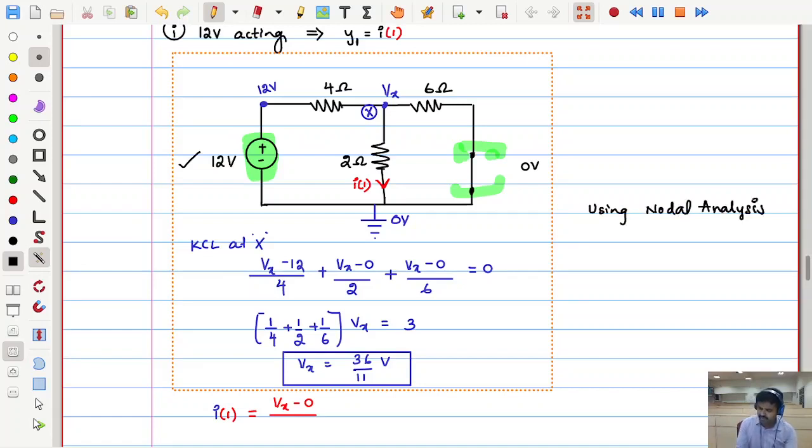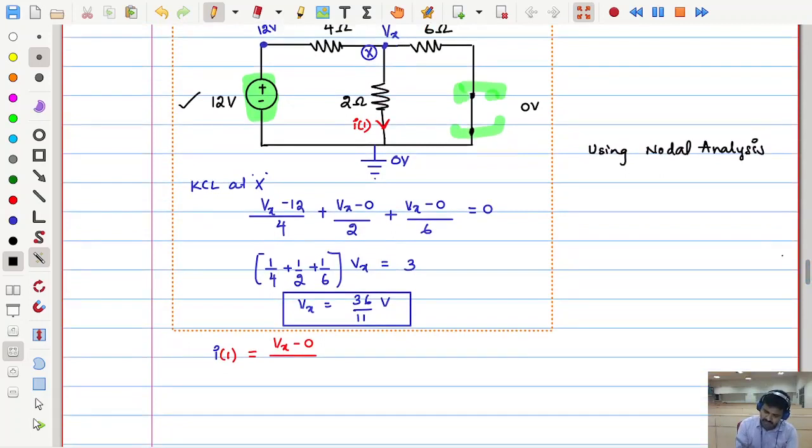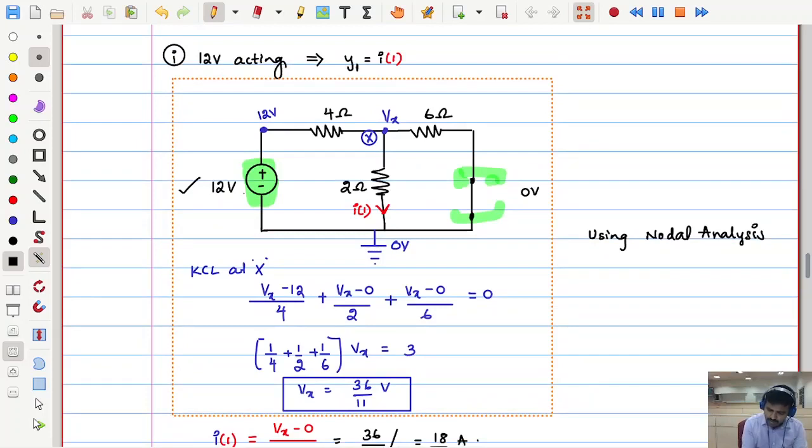But there is no restriction that you should use only this method; at last what you need is I of 1. So whatever methodology you use, it doesn't matter. I of 1 is (Vx minus 0) by 2. Vx is 36 by 11, so by 2 it is 18 by 11 ampere. So fine, what we have seen is that because of the 12 volts, how much is the current over here? That is what we had seen.